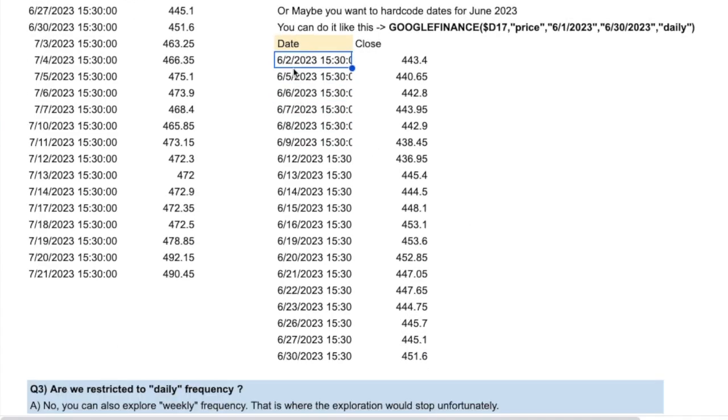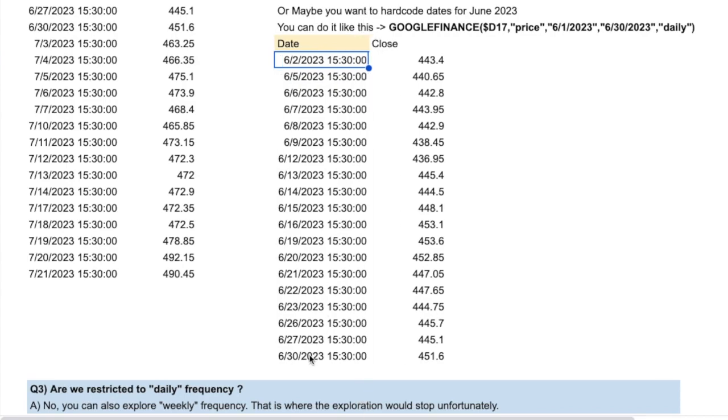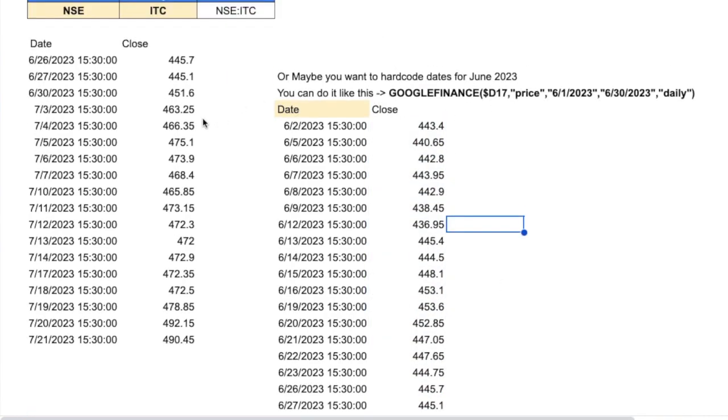And you'll see this is all the data in June 2023 from 2nd of June to 30th of June. This is all the prices that are available from the closing, right? So this is how you can hard code dates, or you can use a dynamic form of dates as well by using the today function inside the Google Finance function.